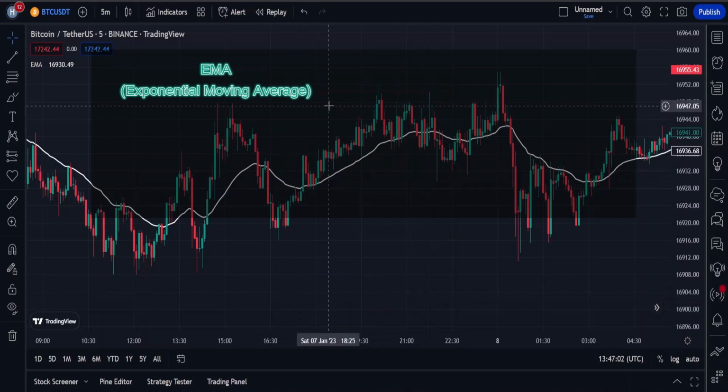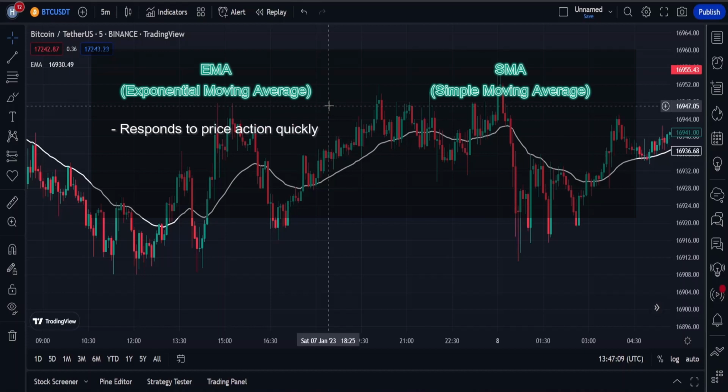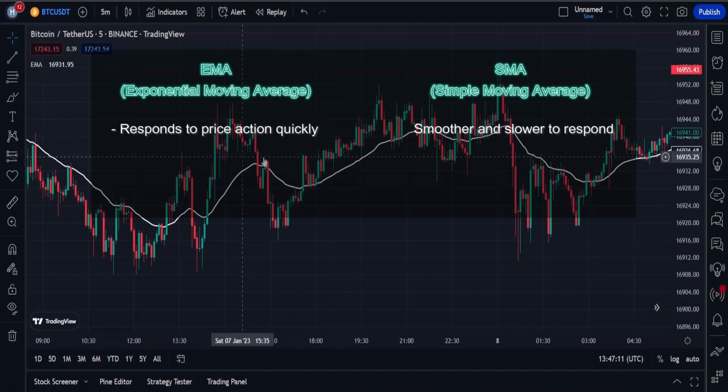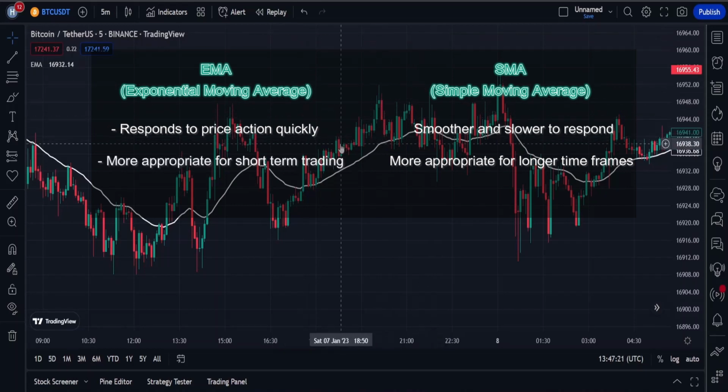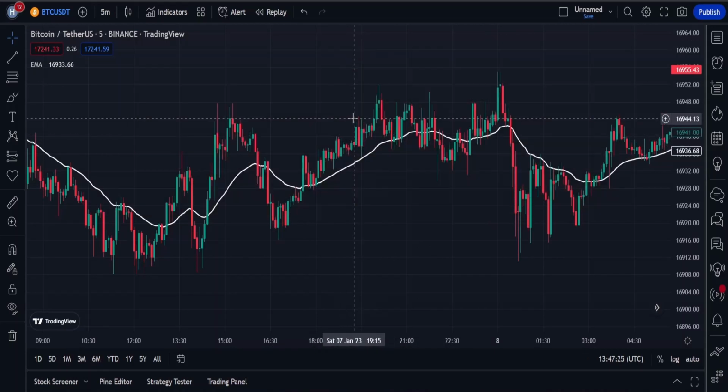I'm using an exponential moving average instead of a simple moving average because the exponential moving average responds to price action quickly, whereas the simple moving averages are smoother and slower to respond to price action. This is useful when looking at longer time frames because it can give you an idea of the overall trend. The exponential moving average is typically considered more appropriate for short-term trading. Also, the exponential moving average reduces the lag by applying more weight to recent prices of each candle and tends to be more responsive to recent price changes as compared to the simple moving average, which applies equal weight to all price changes in the given period.